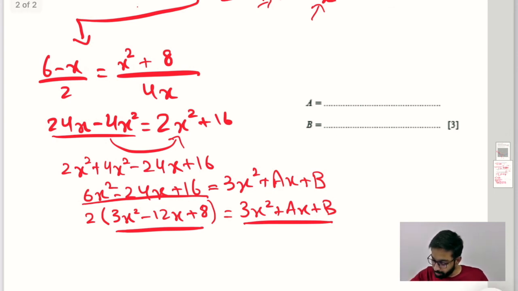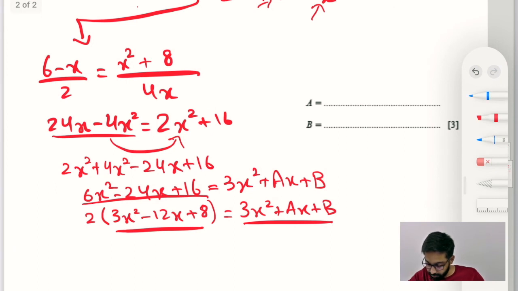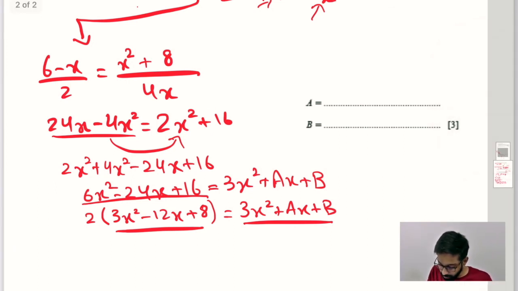So a, I'm going to highlight this in blue so that it's visible for you guys. a can be equated with negative 12. So a over here is negative 12 and b can be equated to positive 8. So the value of b over here is going to be 8.